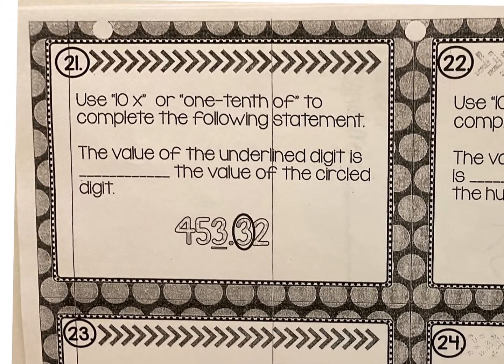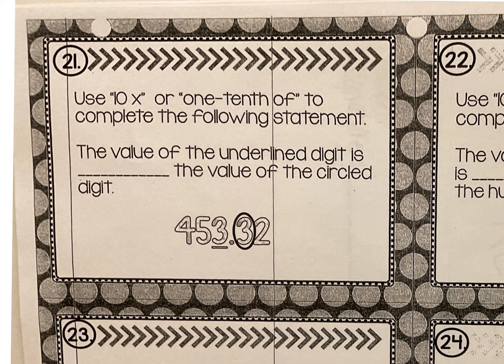Okay, we're going to use 10 times or 1/10 of to complete the following statement. The value of the underlined digit is blank the value of the circled digit. So it's asking about the underlined digit. So I'm going to draw an arrow to the underlined digit because this is what it's asking.